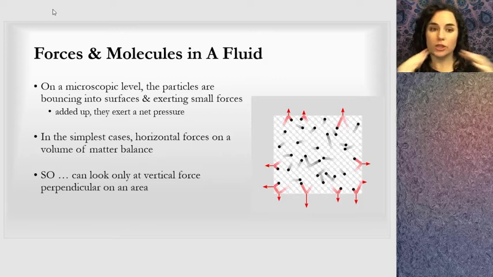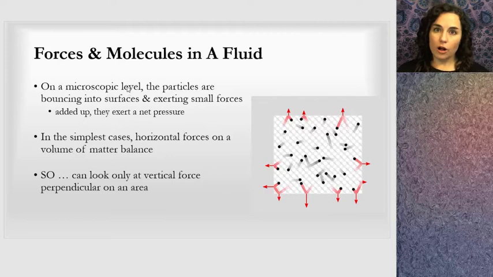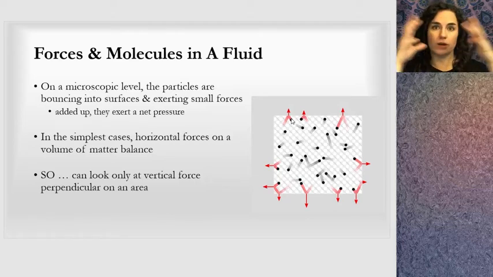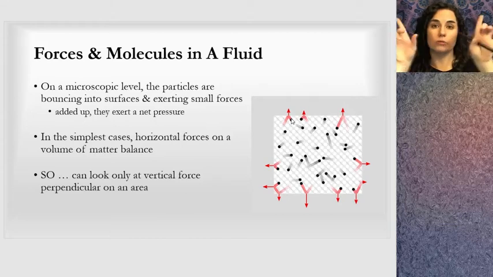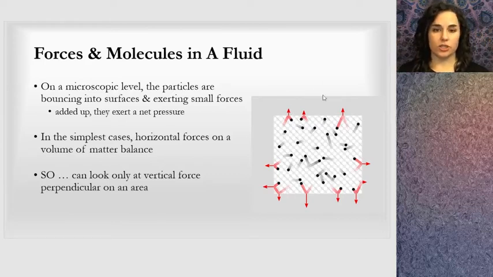Those molecules, as you can see in the diagram, will hit the side of the container. Overall, the forces in the horizontal direction will cancel out, but you get this outward force perpendicular to the surface, and that's what we think of as pressure. When you think about blowing up a balloon, the pressure is pointed normally from the surface of that balloon outward. All of the horizontal forces along that surface cancel each other out, so we can look at only a vertical force perpendicular on an area.